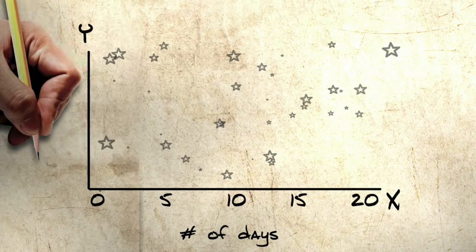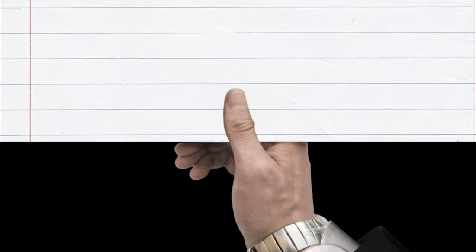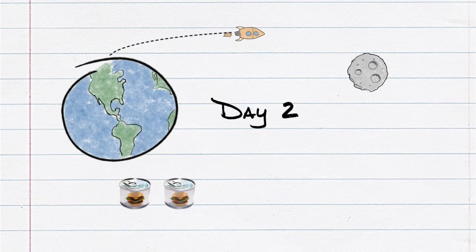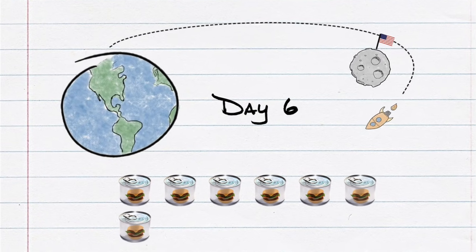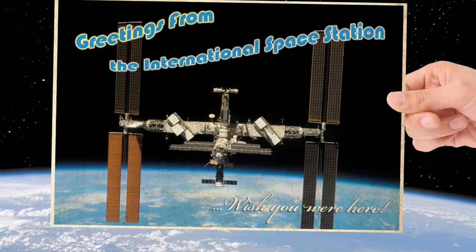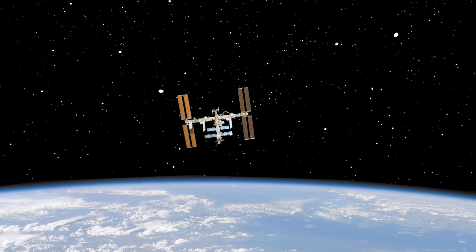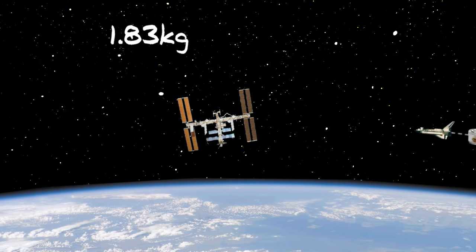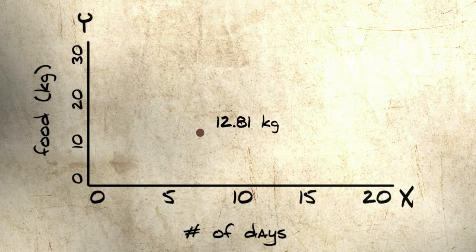On the y-axis, we'll put the dependent variable. Why is it called the dependent variable? Well, in our example, the amount of food we need in kilograms depends upon how long it takes to get there and back. So let's think of some examples. The International Space Station. That's about a 7-day mission. Since we need about 1.83 kilograms of food per day, that's 12.81 kilograms.